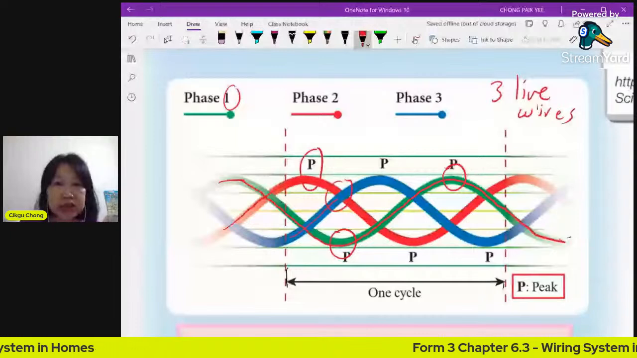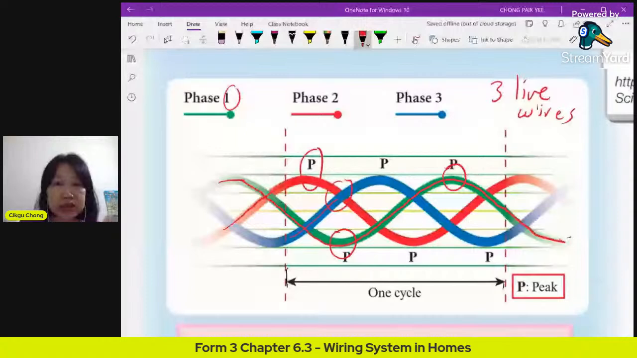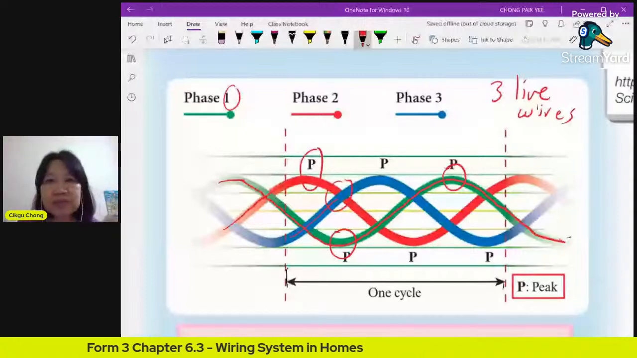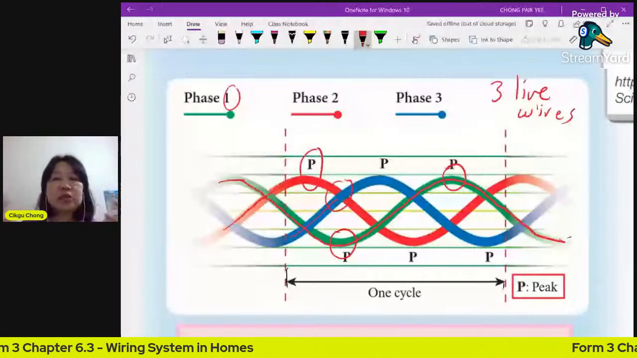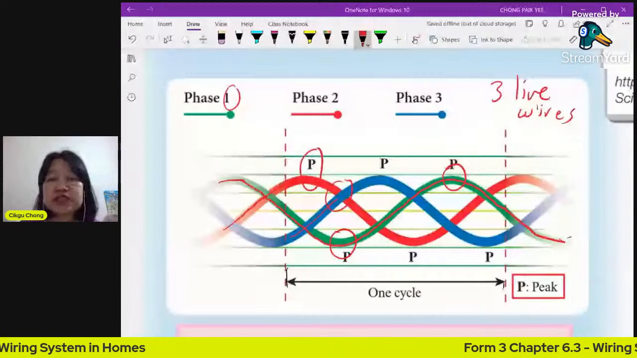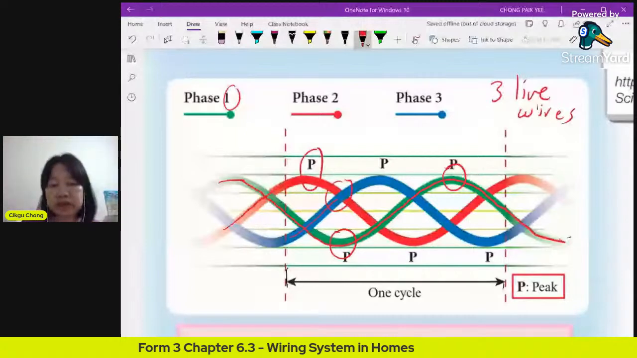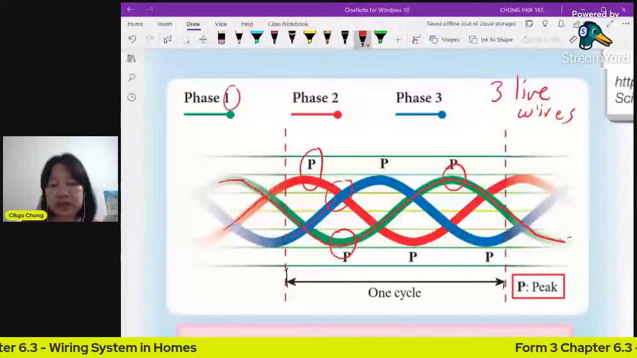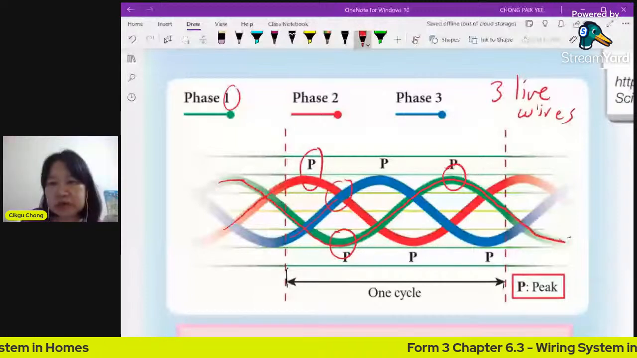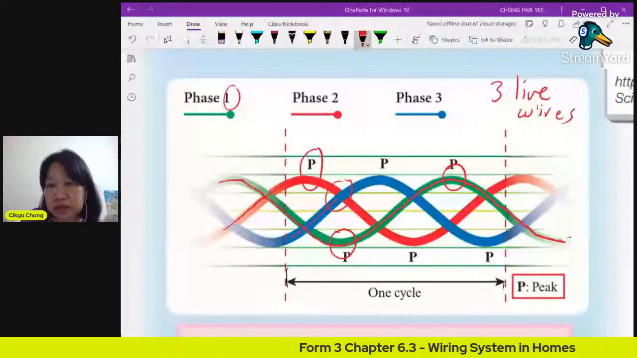In other words, you have 3 persons doing the job, so the job is more efficient, isn't it? You have one that's down, but the other 2 are up. So it's like a backup. In this 3-phase wiring, you can find that the current that is produced is more consistent and more stable, because when one is down, the other 2 wires are more or less already peaking.